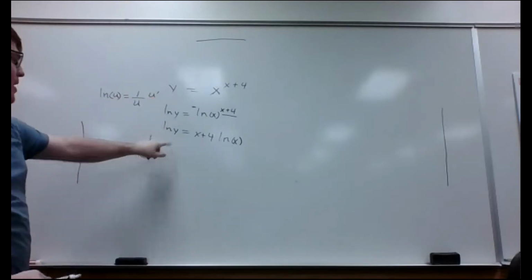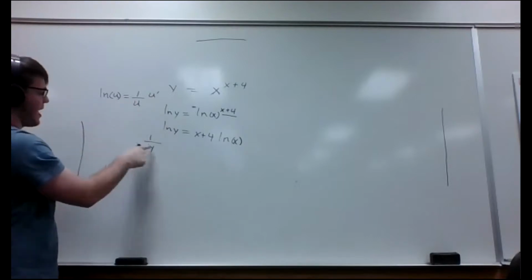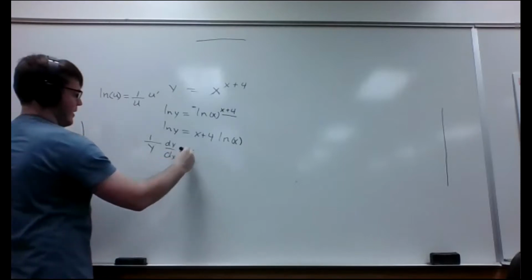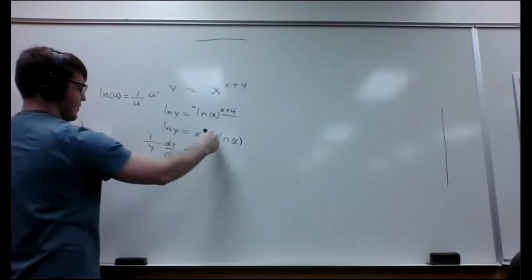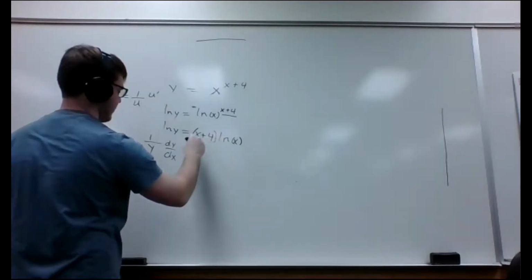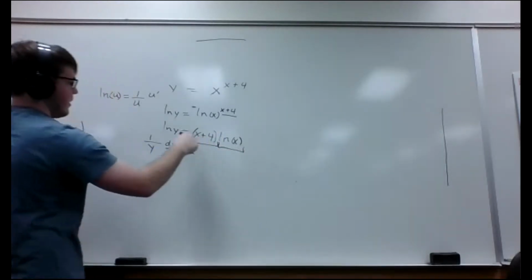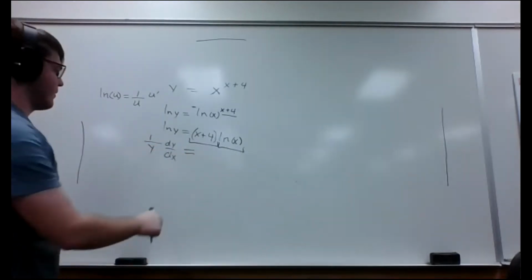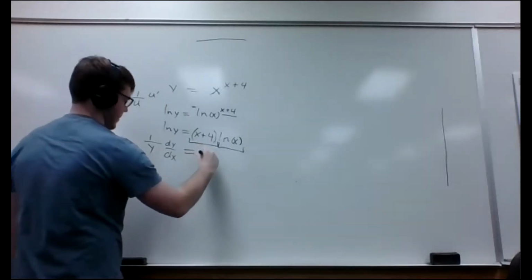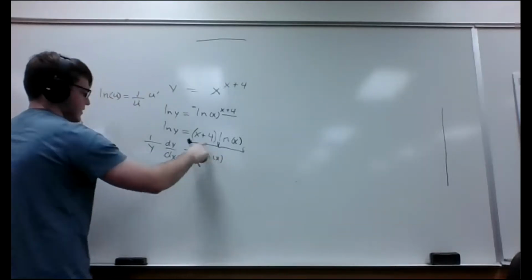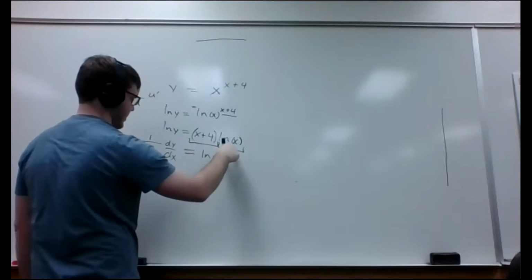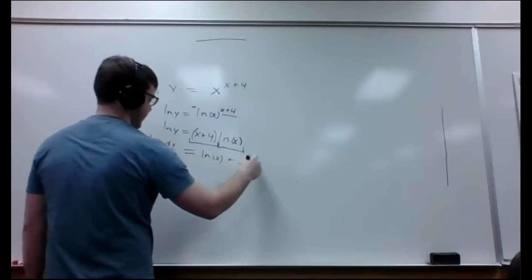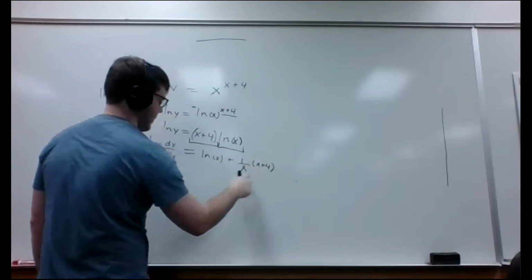But in this case, we have y, so our derivative is going to be 1 over y times dy dx, right? And then we're going to take the derivative of this, which also is a product rule. So we take the derivative of the first, which would be 1 over x, times the second, ln x, plus the first times the derivative of the second, which would be 1 over x plus 4, right?